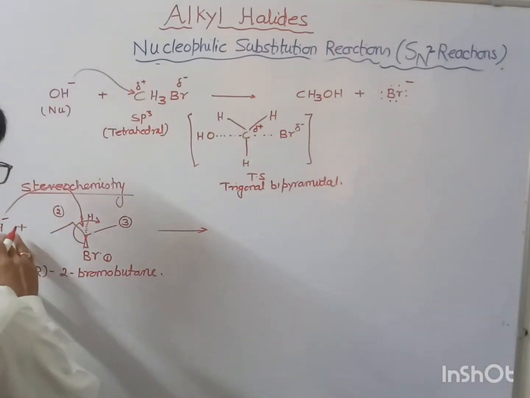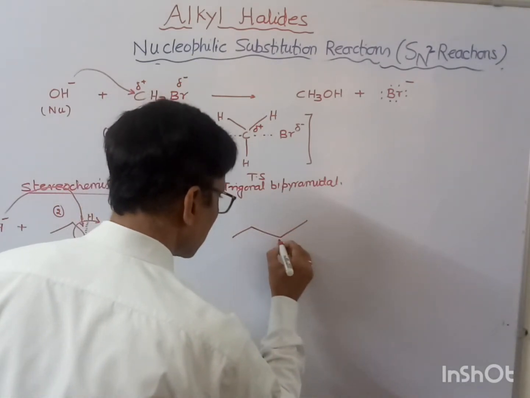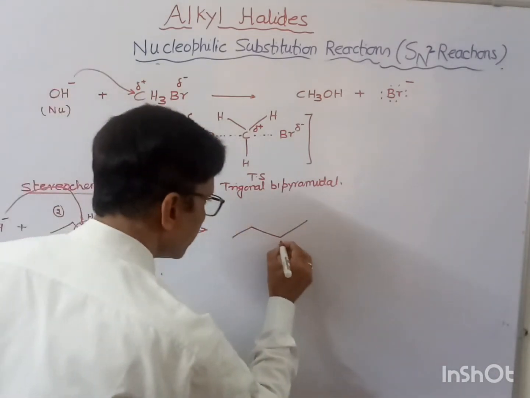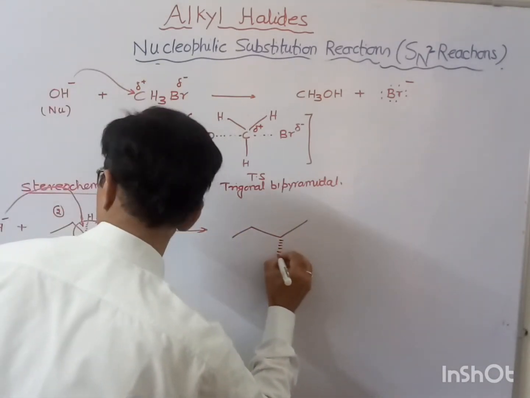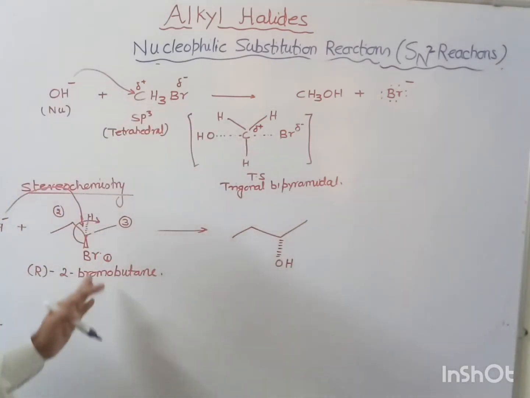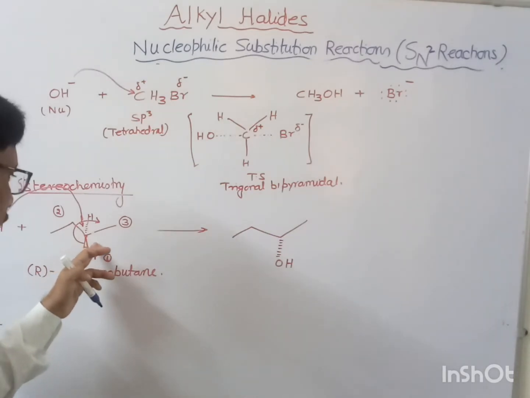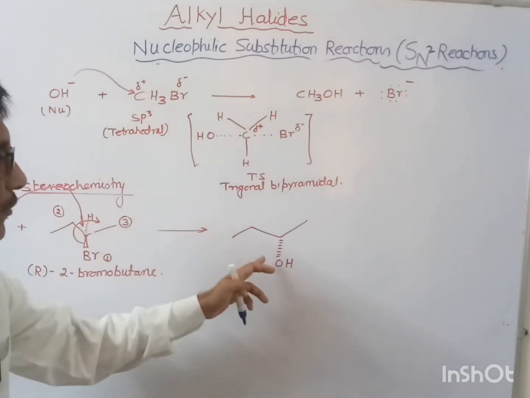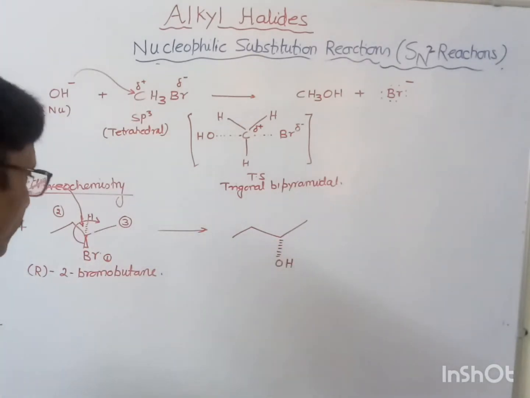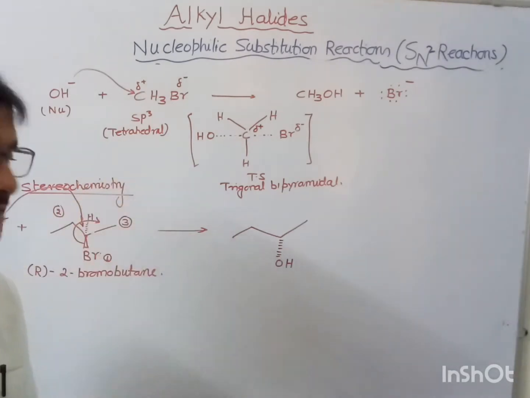So what should be the product? The product that we should write: the bromide ion should be replaced here, and in place of the bromide ion we should write the hydroxide ion. As you can see, first the bromide ion was towards us. Now this hydroxide ion, which has replaced the bromide ion, is away from us. Why? Because the nucleophile always attacks from the back side.